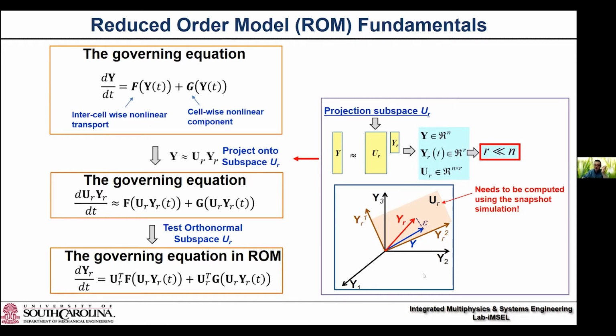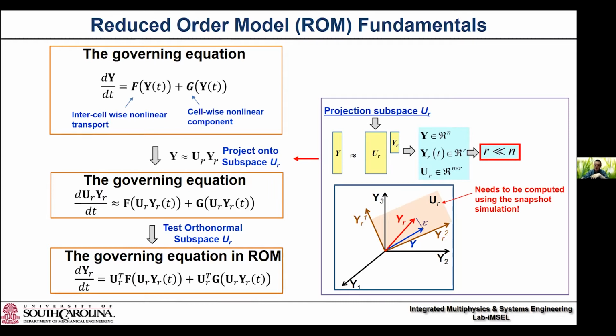For example, this is the three-dimensional parameter space for Y. Y is a vector. You have the first component, second component, and the third component. However, if the trajectory of my solution is within this orange subspace, you see, like it is in a plane here, that means the solution space actually is only two-dimensional. You don't really need three variables to describe your solution. You only need two variables to describe the trajectory of your solution, right?